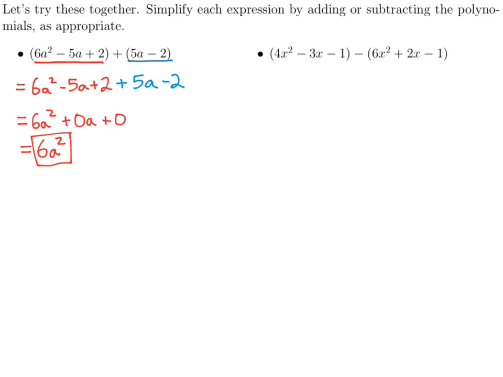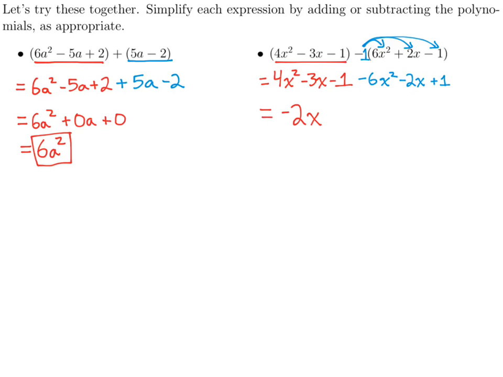Now, on the right, begin by dropping the parentheses around the first polynomial, so it becomes 4x squared minus 3x minus 1. And since this is subtraction, we'll go ahead and multiply the second polynomial by negative 1, which flips the signs around. So it becomes minus 6x squared minus 2x, and then plus 1.